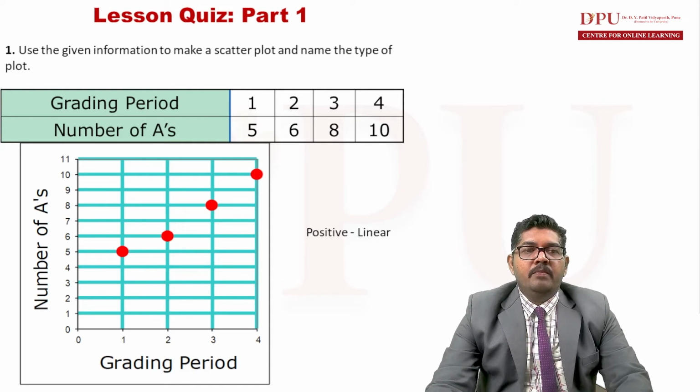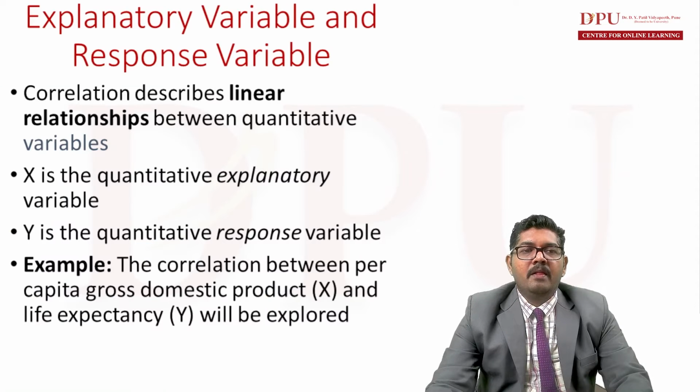Grading period and number of A's. So we have grading periods 1, 2, 3, 4, and number of A grades 5, 6, 8 and 10. And when we plot number of A's against grading period on the x-axis, we get a scatter diagram, and from the scatter diagram we can say that there is a positive linear correlation between these two variables.